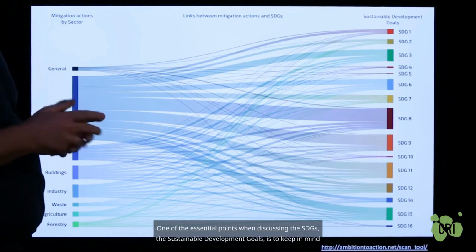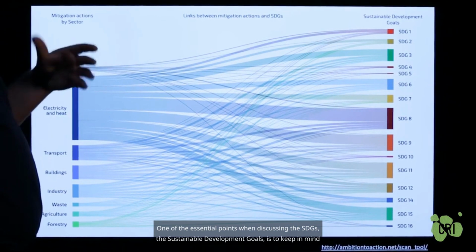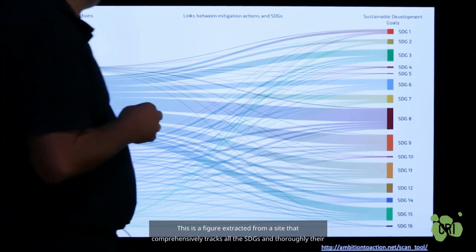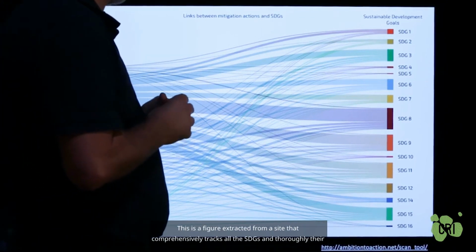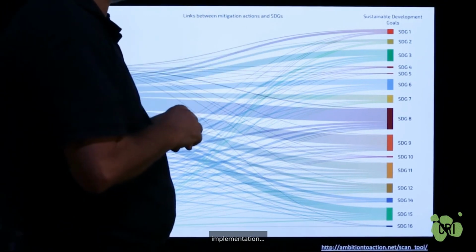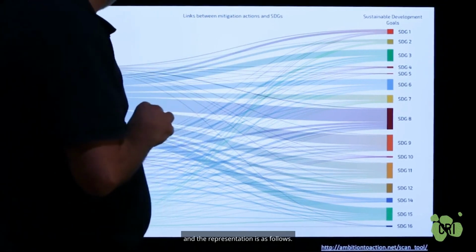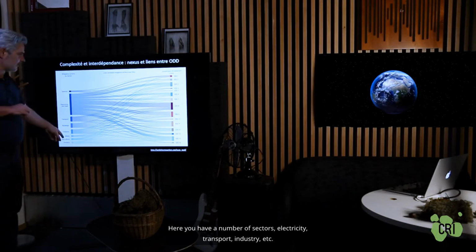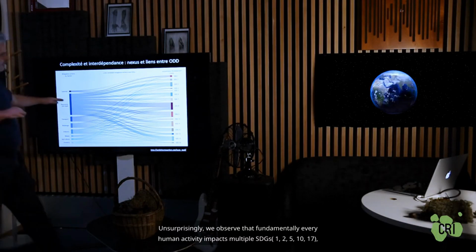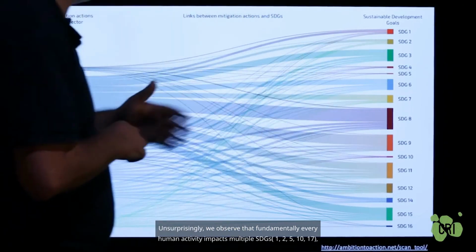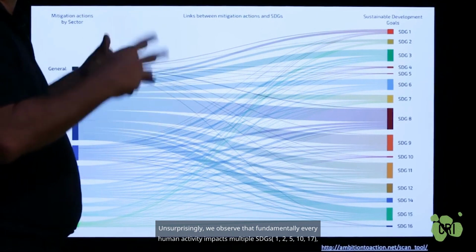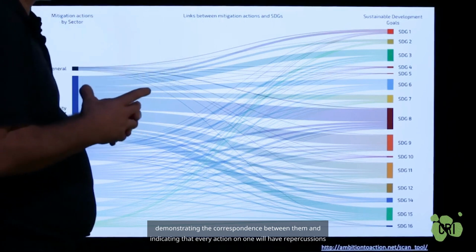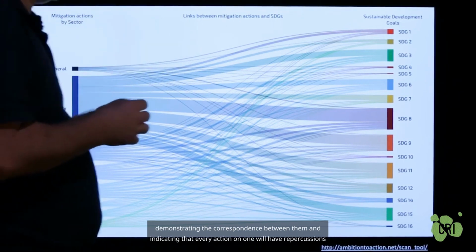One of the essential points when discussing the SDGs, the Sustainable Development Goals, is to keep in mind how interconnected they all are and how much they influence each other. This is a figure extracted from a site that comprehensively tracks all the SDGs and thoroughly their implementation. And the representation is as follows. Here you have a number of sectors: electricity, transport, industry, etc. Unsurprisingly, we observe that fundamentally every human activity impacts multiple SDGs, 1, 2, 5, 10, 17, demonstrating the correspondence between them and indicating that every action on one will have repercussions on another.